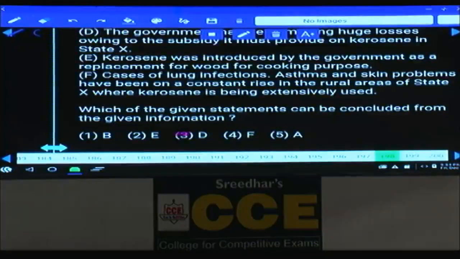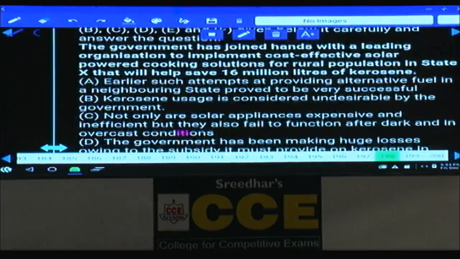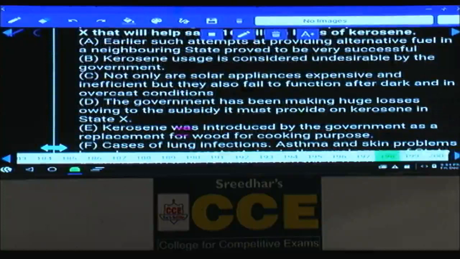Yes, tell me what can we definitely conclude? Definitely conclude means 100% true. Now can you definitely say about the first one here? Second one, we cannot say anything because kerosene is considered to be undesirable, isn't it? Why has the government taken this decision? Because they have considered this as undesirable. Hence B is the conclusion.